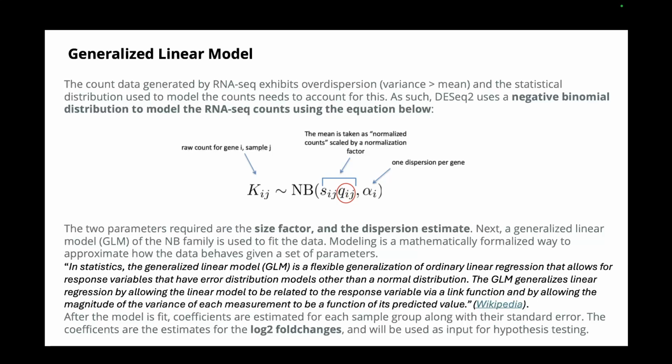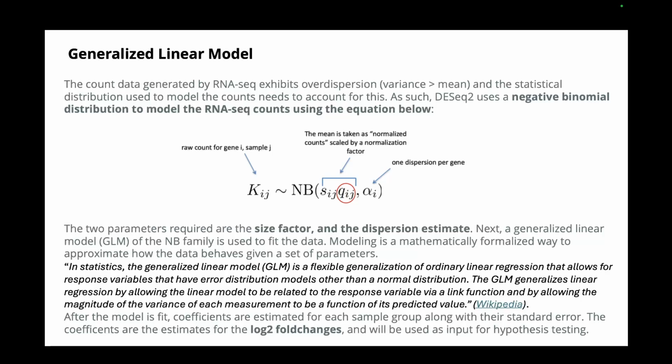These two parameters are required: the size factors and the dispersion estimate. The size factor is denoted by the normalized counts scaled by that factor, and the dispersion estimate is alpha i in this case. Once you have this kind of a distribution, a generalized linear model, which is also known as a GLM, of the negative binomial distribution family is used to fit the data.